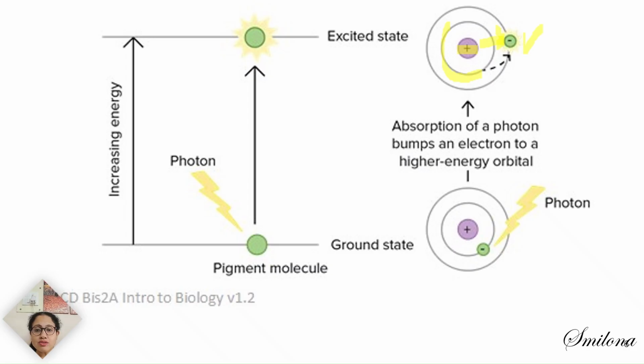So when this electron gets hit by a photon, it will absorb the energy of the photon, and the molecule goes to an excited state. What do I mean by that? The electrons have now absorbed energy, so they can now move farther away from the nucleus, or to a higher energy level.